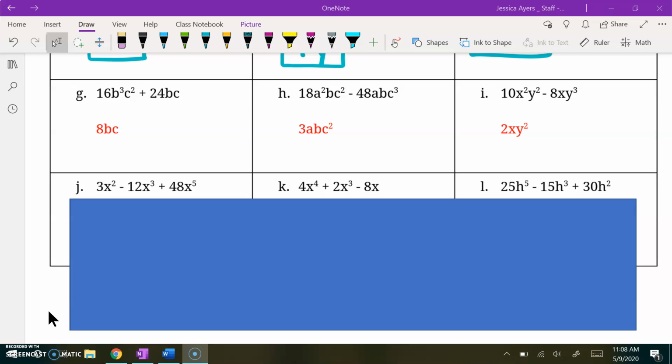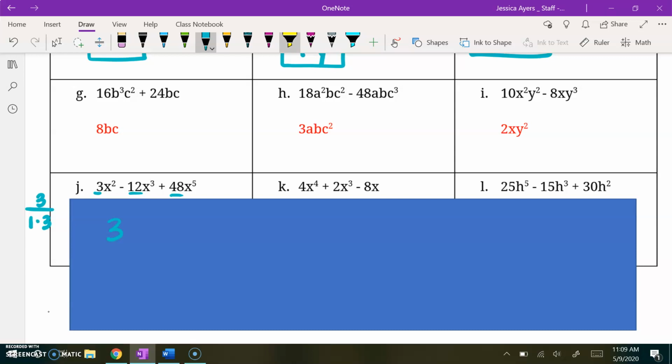When we look at J, K, and L, now instead of having binomials, we have trinomials. We have 3 terms instead of 2. So it works the exact same. You're still going to look at the greatest number that goes into all of the numbers. So we have 3, 12, and 48. We're going to look at the factors of 3, which are just 1 and 3. Since 3 goes into 12 and 48, we know that 3 is part of the GCF.